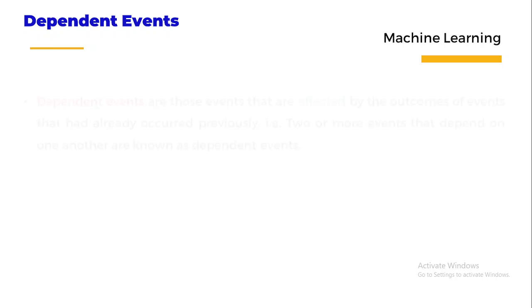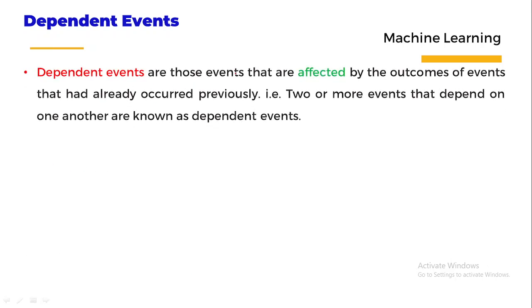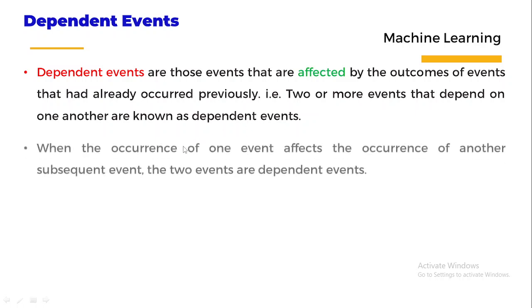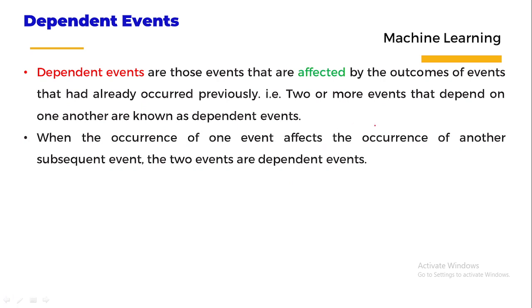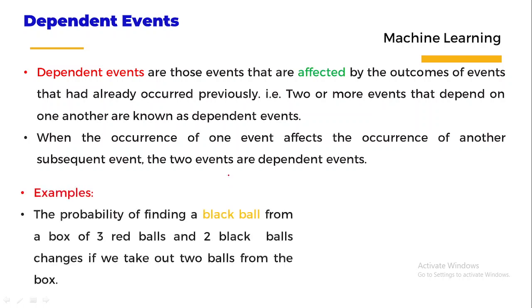The next one is the dependent event. Dependent events are those events that are affected by the outcome of an event that has already occurred previously. That is, two or more events that depend on one another are known as dependent events. When the occurrence of one event affects the occurrence of another subsequent event, then the two events are dependent. Here we will see one example: the probability of finding a black ball from a box of three red balls and two black balls changes if we take out two balls from the box.